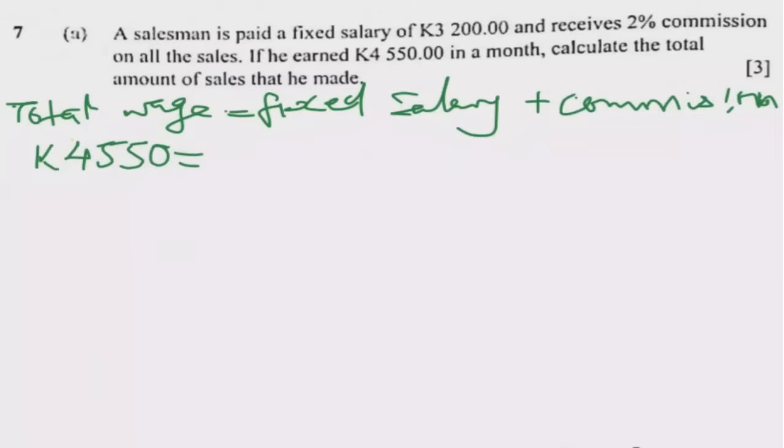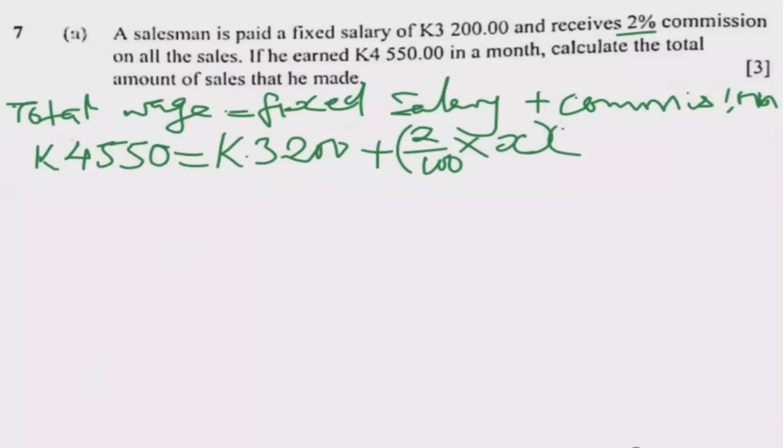4,550, which is equal to the fixed salary, which is 3,200 kwacha, plus the commission. Commission we are not told, instead we are given the percentage, which is 2/100 times how much was the total sale. We don't know, so times x, like that.